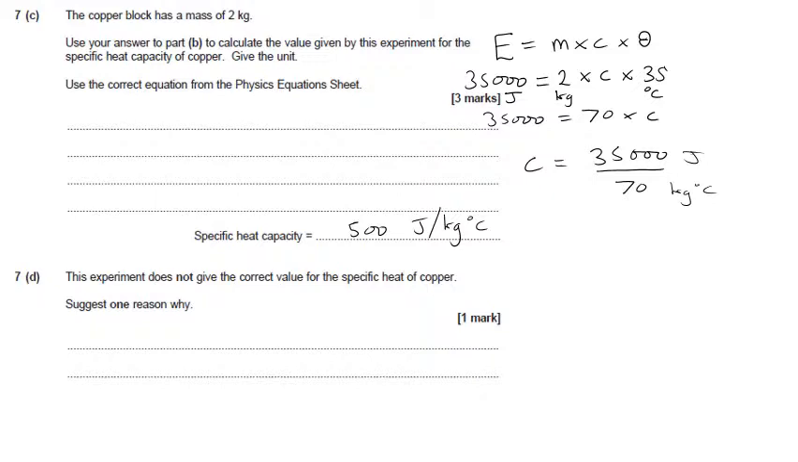It doesn't give the correct value for the specific heat capacity of copper, and that's because it's not fully insulated. So a lot of the heat that's provided to the block will actually not just raise the temperature of the block, but raise the temperature of the surroundings as well. So energy is lost to the surroundings.